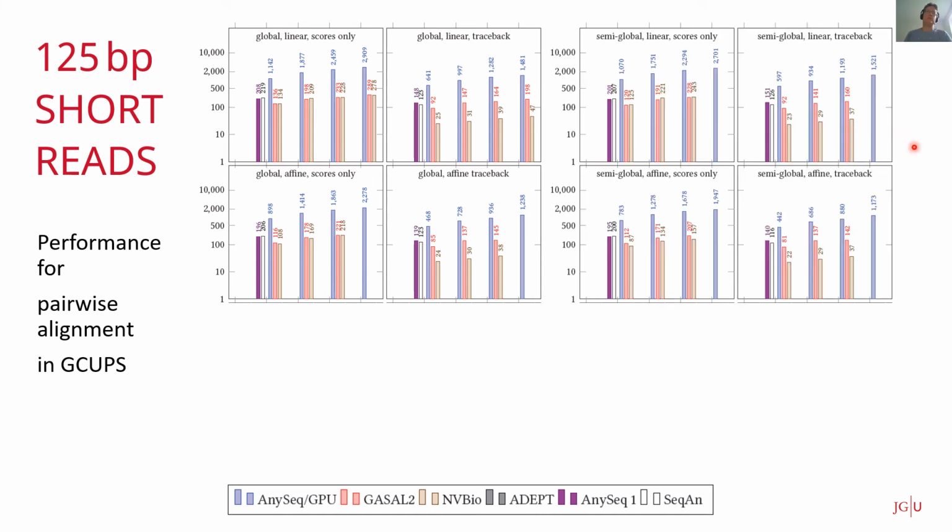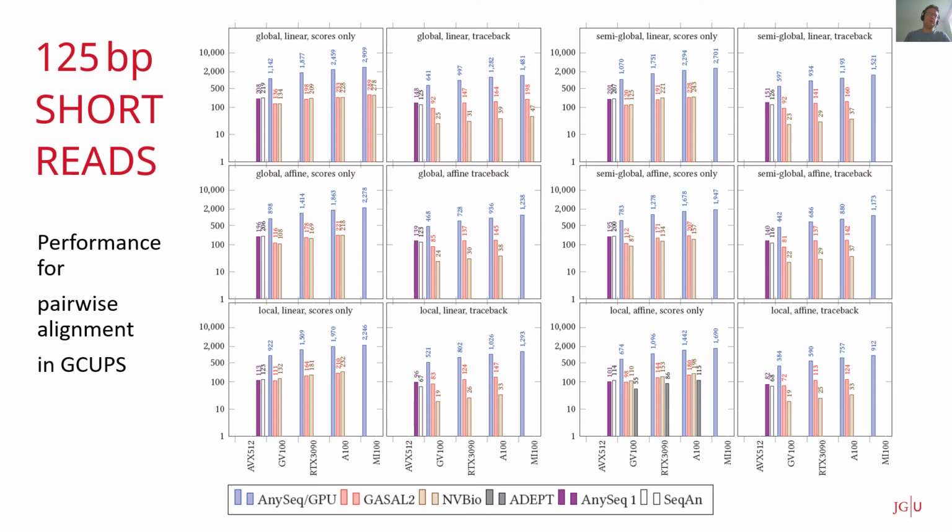Now in the upper right corner, we see the performance figures for semi-global alignments, also linear and affine with and without traceback. And we also see that AnySeq, which is the bluish bar, outperforms all the other libraries, also the CPU libraries. And the relative performance differences are roughly the same as in the global alignment case, which is also to be expected because the main difference between semi-global and global is the different initialization and a slightly different result retrieval.